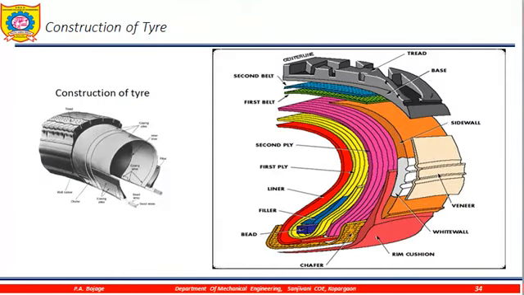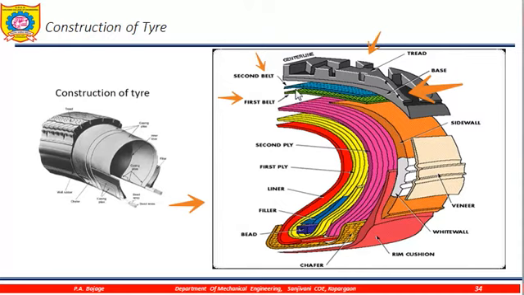Now let us go through this diagram, construction of a tire. You can see this is the cut section of the tire. You can see how many components are there. The outermost part which is in contact with the road is the tread. Below that there is a base rubber added. On the base rubber the tread pattern is molded. Again there are two belts. This is the second belt and this is the first belt from the inner side.